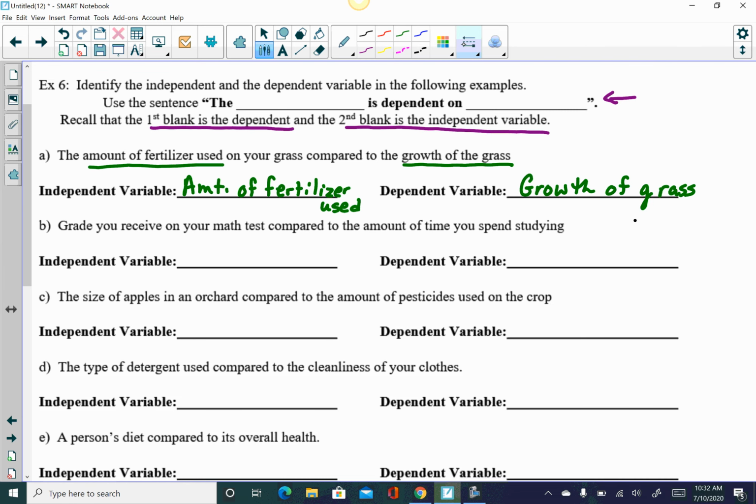Look at B. The grade you receive on your math test compared to the amount of time you spent studying. So let's figure out our two variables here. The grade you get on your math test compared to the amount of time you spent studying. So what's dependent? The grade you get on your test would be dependent upon your time spent studying. The grade you get on the test would be dependent upon your amount of time studied.